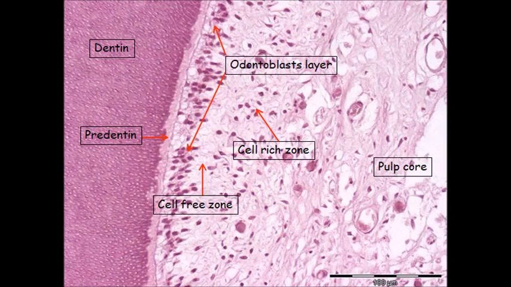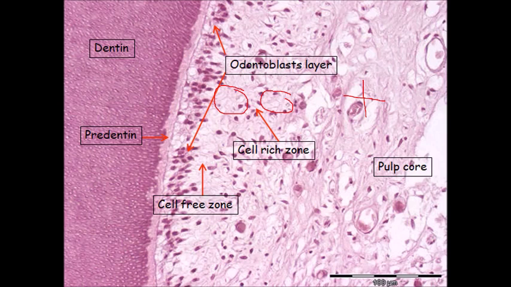This is another diagram showing us the dentine, the predentine, the odontoblastic layer, the cell-free zone, and the cell-rich zone. This is the cell-free zone, and this is the cell-rich zone, and this is the pulp core or the pulp proper. The odontoblastic layer looks as if it is pseudostratified. We have to remember that the odontoblasts are a single layer around the periphery of the pulp chamber, but because of the sectioning of the soft tissue, it looks like pseudostratified cells.